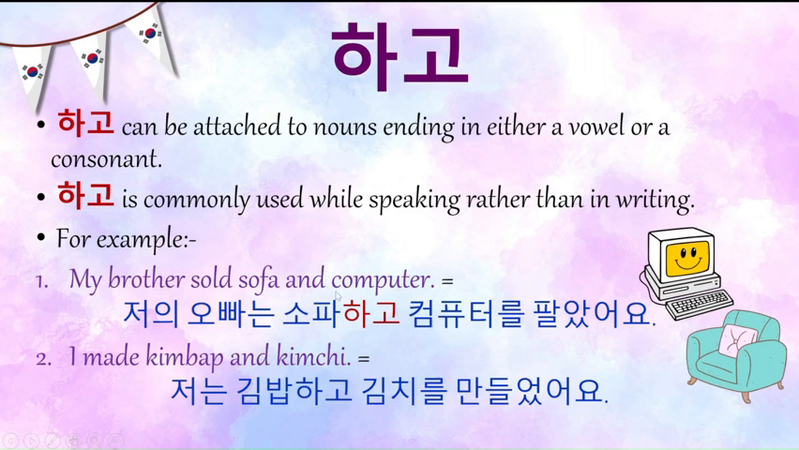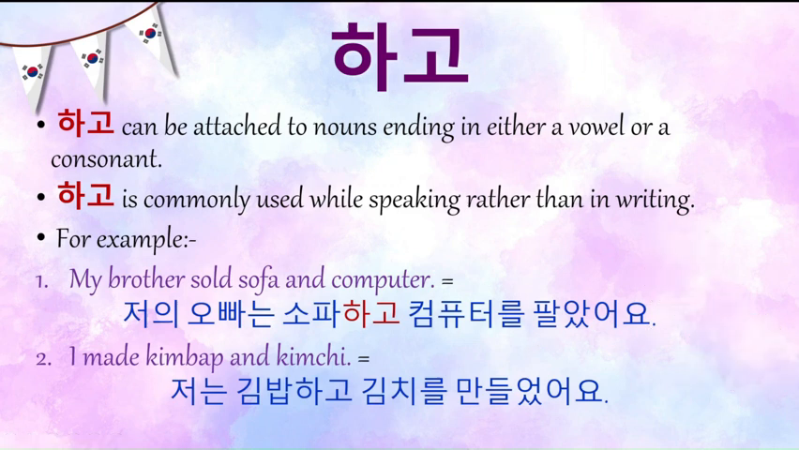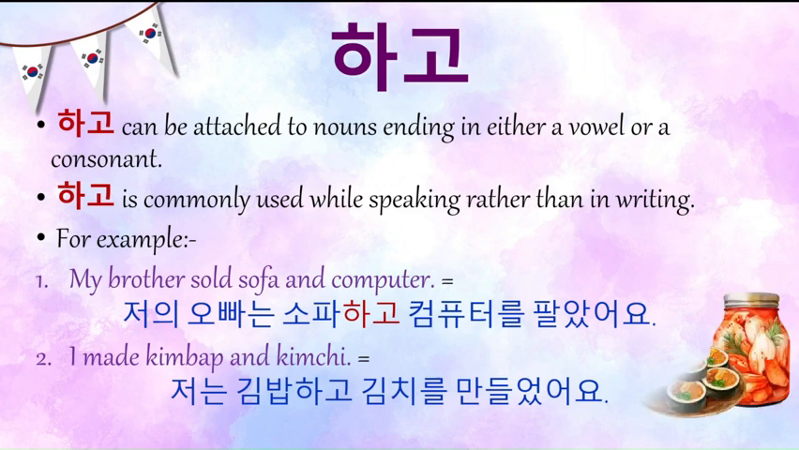Because we are using hago over here, you don't have to check if the preceding noun ends in a vowel or in a consonant. You just have to put hago between the two nouns. So sofa hago computer. Fine? And to sell is 팔다. Past tense 팔았어요. Next example is I made kimbap and kimchi.